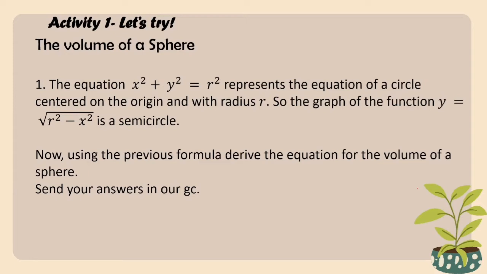For the volume of a sphere, the equation x squared plus y squared equal to r squared represents a circle centered on the origin with radius r. So the graph of the function y equal to the square root of r squared minus x squared is a semicircle. Now, using the previous formula, derive the equation for the volume of a sphere. First, graph the function y equal to the square root of r squared minus x squared to see if it is a semicircle. You can pause the video and then we will check.